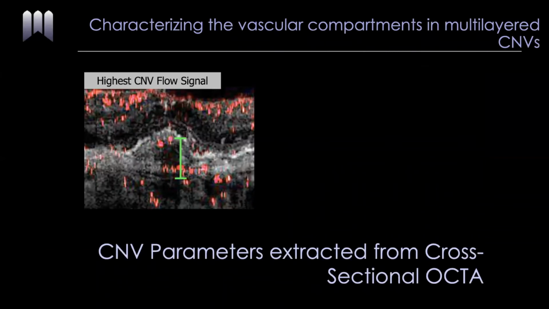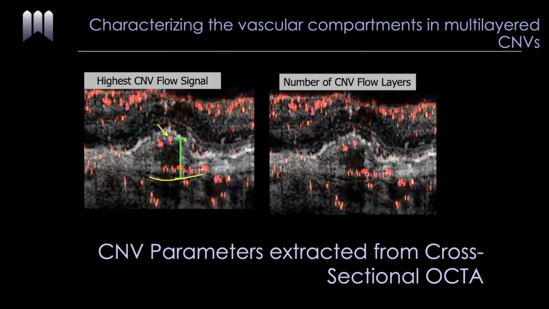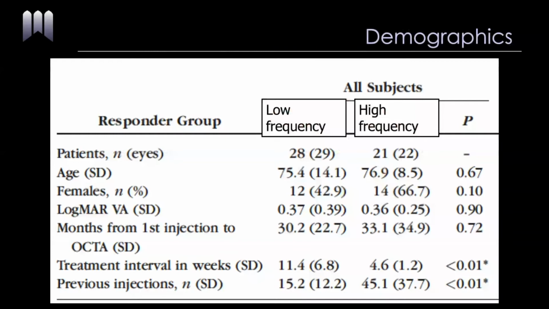So from these analyses, we were able to extract a few quantitative features. So first, we had the CNV flow signal height. So here we took the Bruch's membrane as the baseline, and we saw the distance between the Bruch's membrane and the highest flow signal. We measured that, and then we looked at the number of CNV flow layers. So here, above the Bruch's membrane, there's one layer, and then there's another layer just below the RPE. So this is a double-decker CNV.